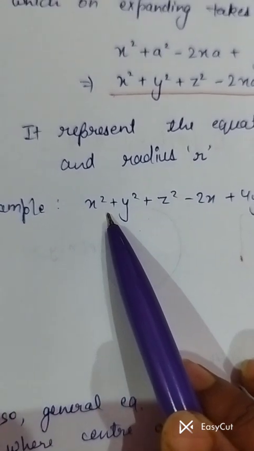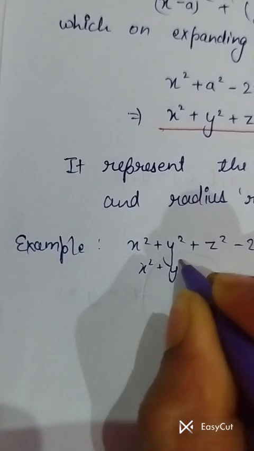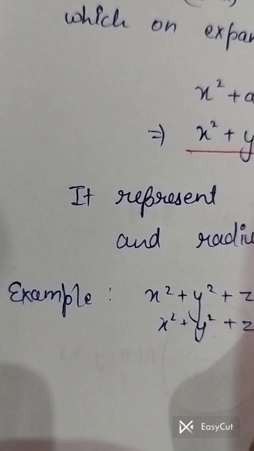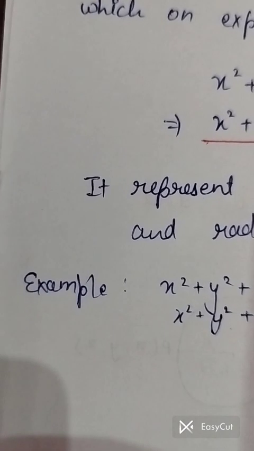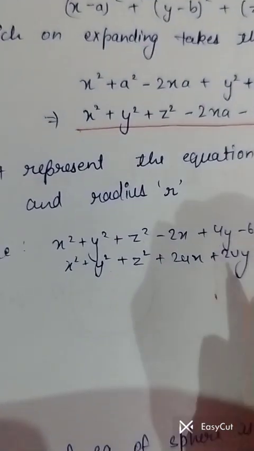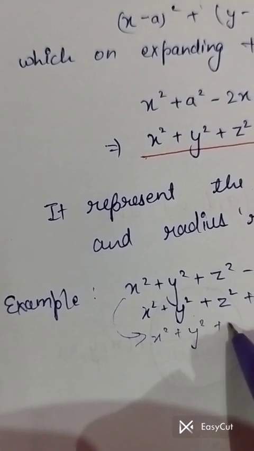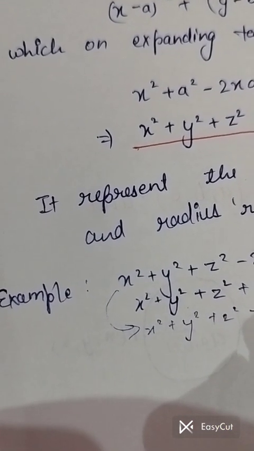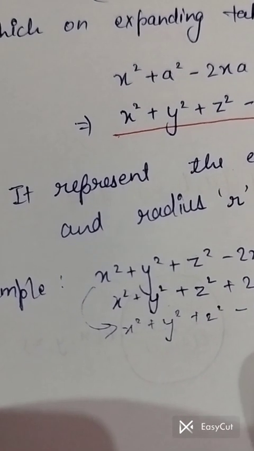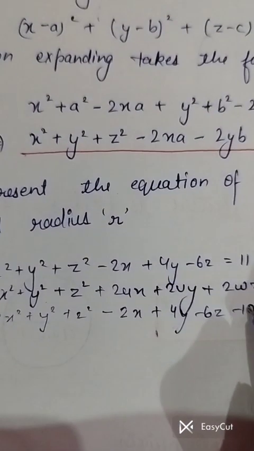If we take the general equation of the sphere as x square plus y square plus z square plus 2ux plus 2vy plus 2wz plus d is equal to 0, we can write this equation as x square plus y square plus z square minus 2x plus 4y minus 6z minus 10 is equal to 0. Sorry, it's minus 11.